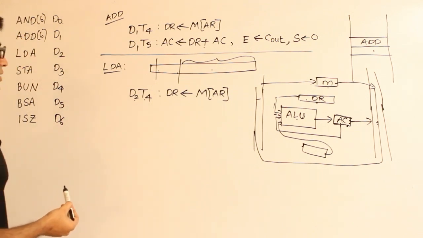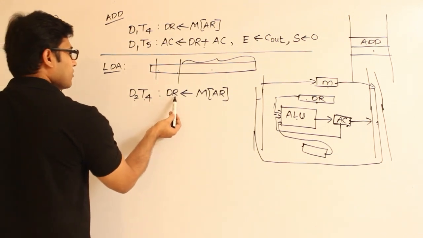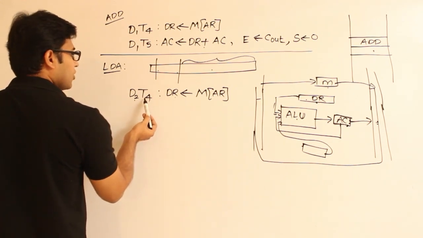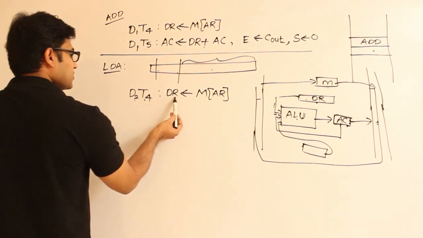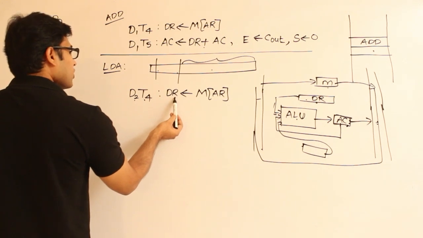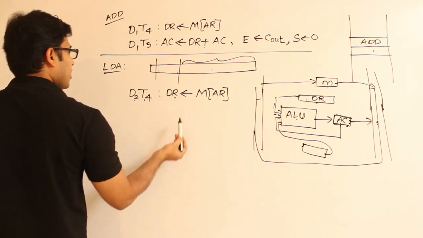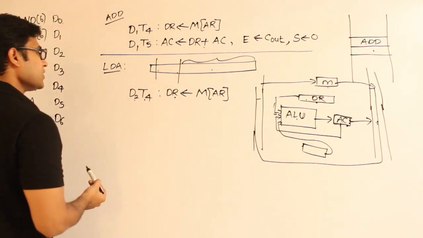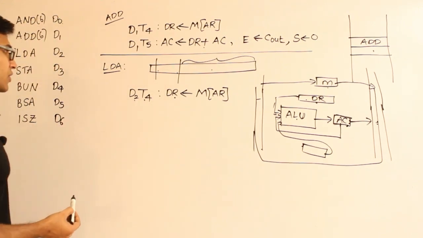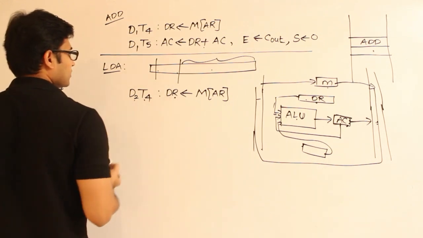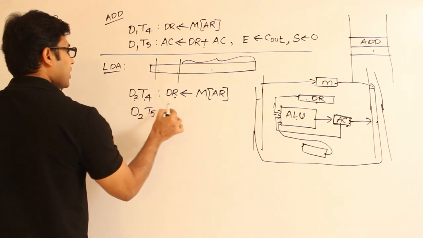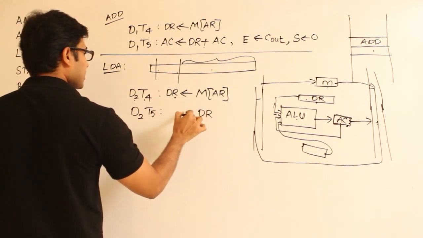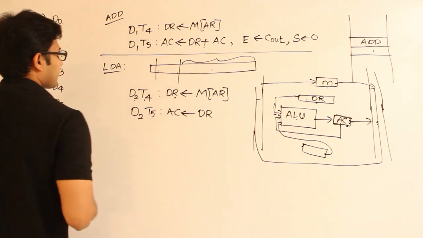Got it? And now when will this happen? The word will be available in the data register only at the end of T4, because at the end of T4 we are going to have a positive edge, and since every register is positive edge triggered, the load input will be considered only during that phase. Therefore until T4 is over, we are not going to have the word here. Therefore we have to go to the next timing signal, and then only we can transfer whatever is present in the data register into the accumulator.